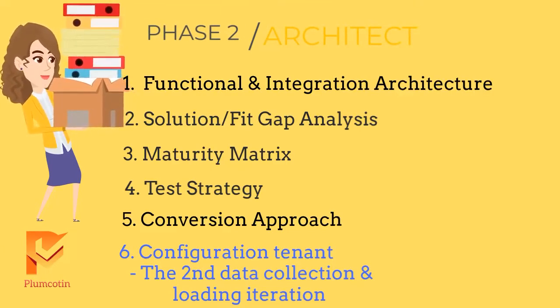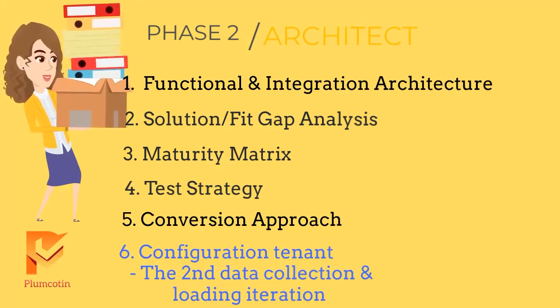Configuration tenant. Develop an operating prototype of the client production system by converting worker data, enabling the default configuration of the setup data, and having the client validate the data's accuracy. This is the second data collection and loading iteration. This tenant is then used as the primary workspace for performing system configuration.